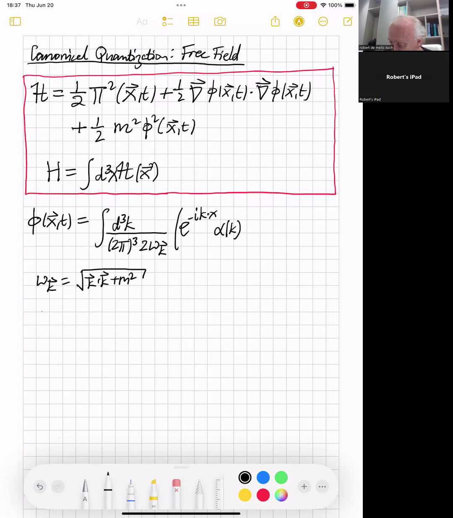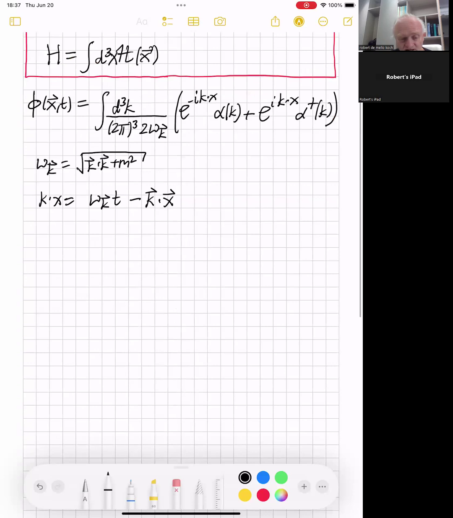And remember what k dot x is. So let's just make sure we understand everything. So k dot x is omega k t. It's a 4-vector product, minus spatial k dotted into spatial position. And then we've got plus e to the i k dot x, and we've got an alpha dagger of k. And remember what it meant to say that our oscillators have a relativistic normalization. What it meant was they obeyed a commutator alpha of k, comma, alpha dagger of p is equal to 2 pi cubed, and then a delta function of p minus k.